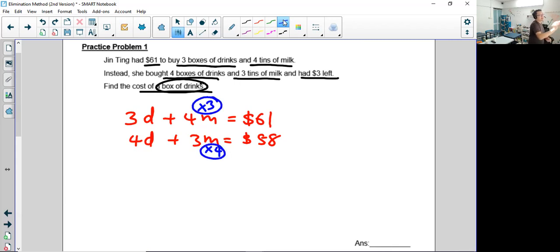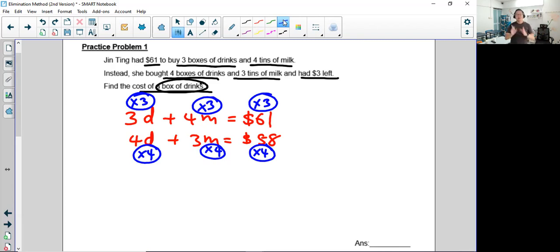Okay, so this is the process. You get rid of something which the question never asks you to find. Like the question asks you to find the box of drinks, so you don't need to know the tins of milk. So you get rid of it. And how do you get rid? Make them equal. And the whole statement, you also do the same. Then the next statement over here, you also do the same. You times 4. So that's how you make them equal. This is a very fixed way, right? There's no thinking about how to do and what to do. You just have to follow this process, which is very easy for everyone to use.